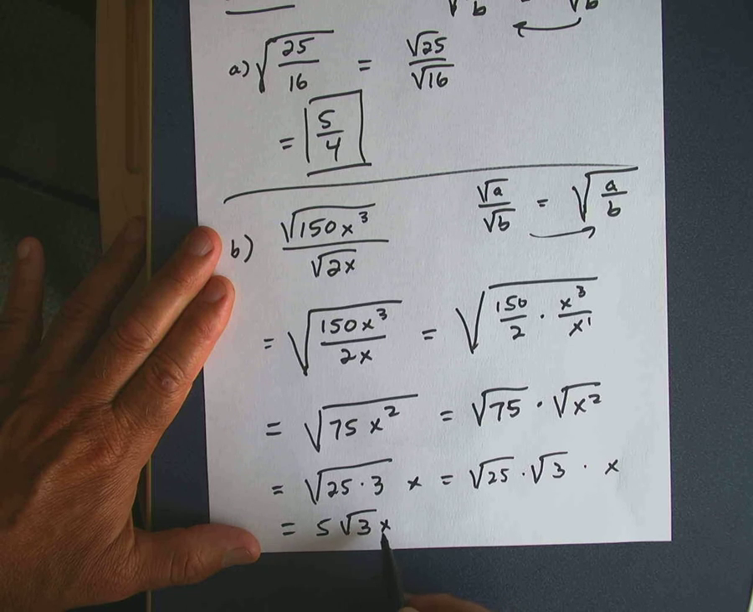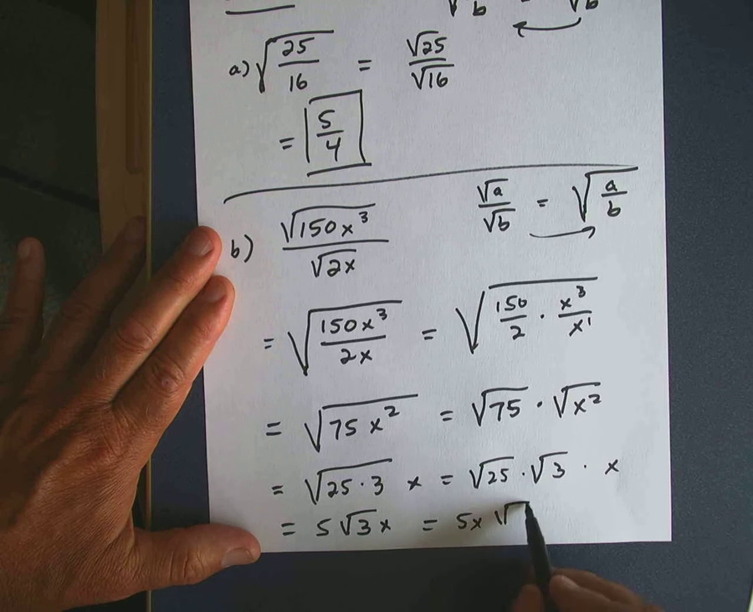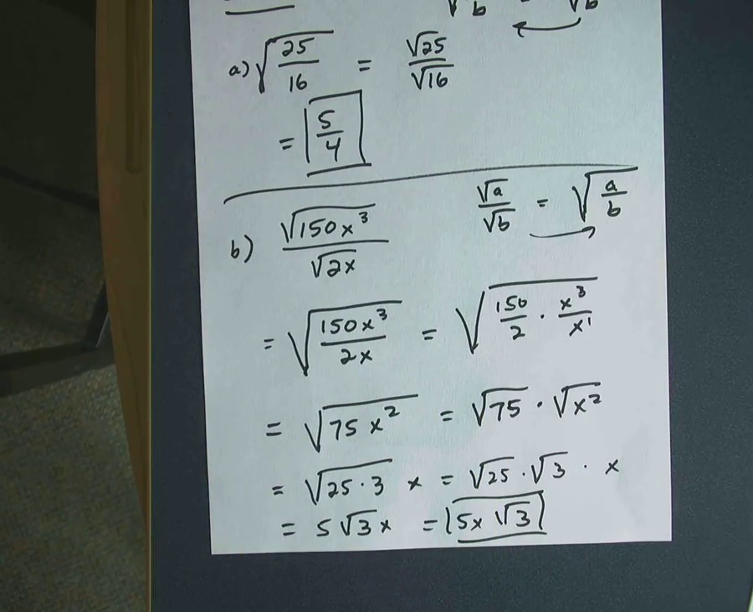X, again, you want to not write the x here after the radical sign because it could be confusing. Rewrite it as 5x times the square root of 3. And that is quite a bit simpler than the expression that we started with.